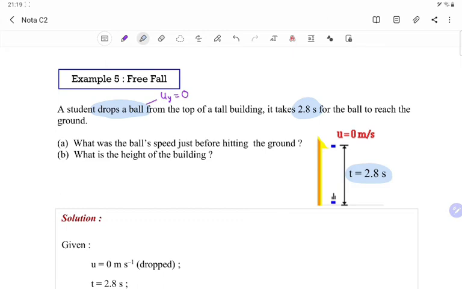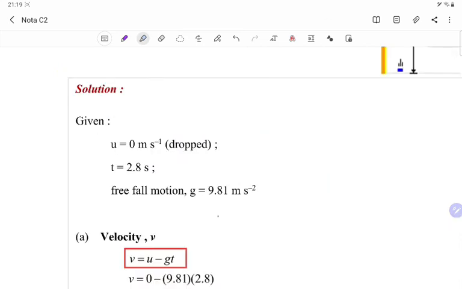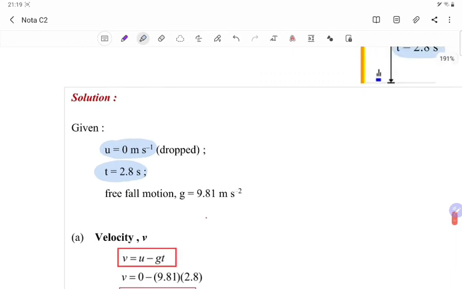So the first question is, what was the ball speed just before hitting the ground? Okay, apakah nilai final velocity dia sebelum bola tersebut dia touch the ground? Sebelum dia touch the ground, dia ada velocity. Tapi bila dia dah landing kat ground tu, dia dah sentuh ground, dia punya V equals to 0. So, soalan tanya sebelum dia sentuh ground, berapa final speed dia? Okay, so the first thing is you need to list out, extract all the information. So, kita ada UY is equals to 0, T 2.8, and then ini melibatkan free fall. So, kita tahu G adalah 9.81. And then the question is asking for final speed.